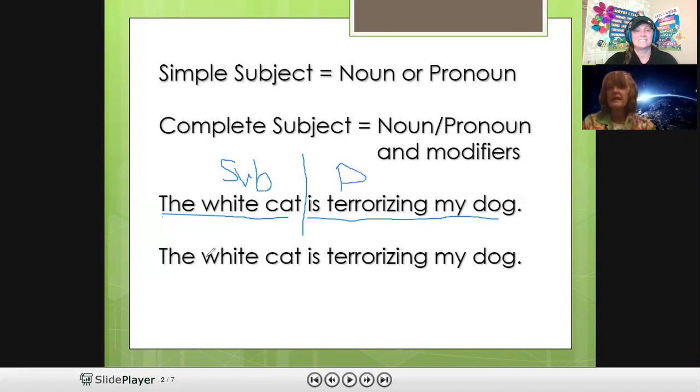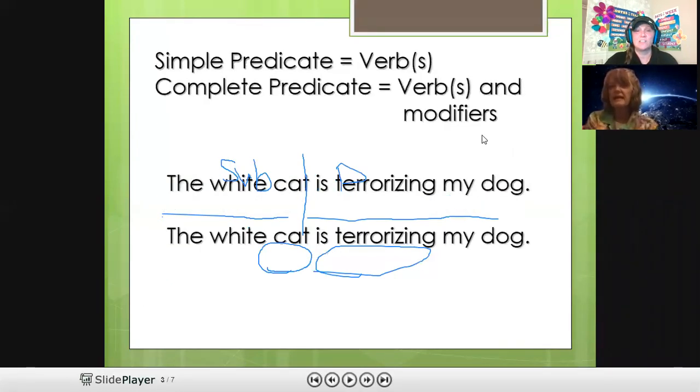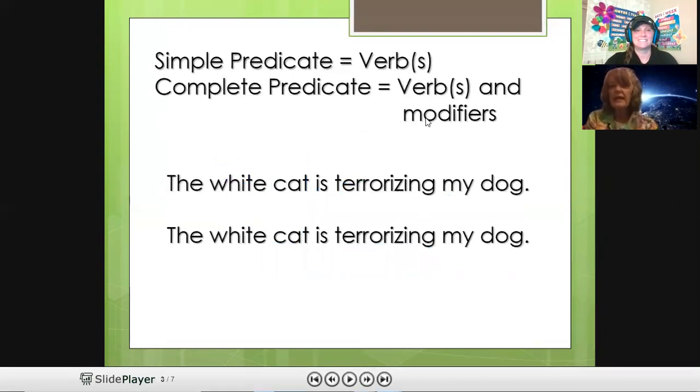Right. And so what would be the simple subject? Cat. And what is the cat doing? Is terrorizing. And the reason why, boys and girls, we have to put is with that is because that is a linking verb. We've talked about that in class, but you have to include is terrorizing. It can't just be terrorizing there. Okay. So I hope everybody is understanding this. And if it's confusing, of course, you can always email us and ask us, and we'd be glad to help you.